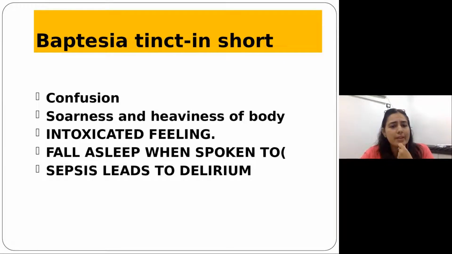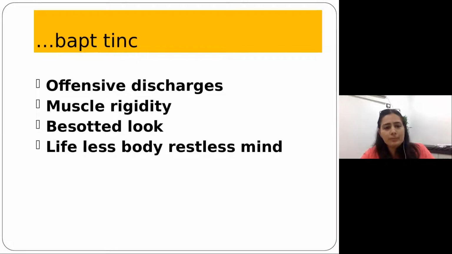The rubrics were confusion, soreness and heaviness of body, intoxicated feeling, fall asleep when spoken to, sepsis leading to delirium, offensiveness of discharges, rigidity of muscles, distorted look. Again, this is very important for Bacteria, and lifeless body.